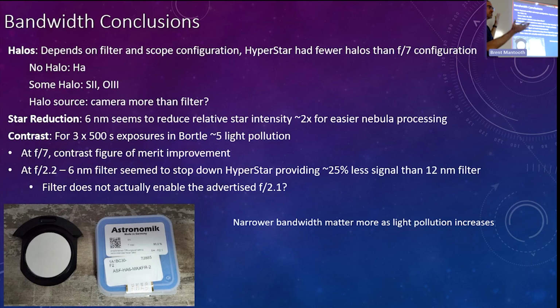Star reduction: narrower bandwidth will reduce the star intensity more. For contrast, I was seeing a contrast figure of merit improvement at f7. However, at the fast optics, I was actually seeing attenuation for the narrower filter, so you were fighting background removal with attenuation, and that wasn't necessarily a winning situation. So when I shoot on my Hyperstar, I use 12 nanometer filters. When I shoot on my f7 scope, I'm using the narrower filters.